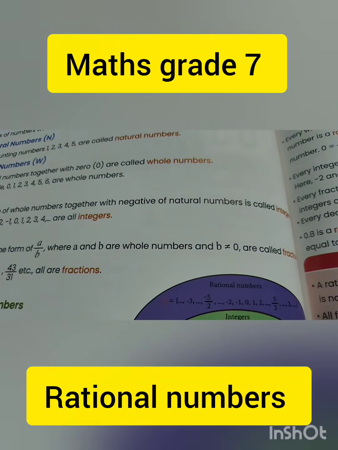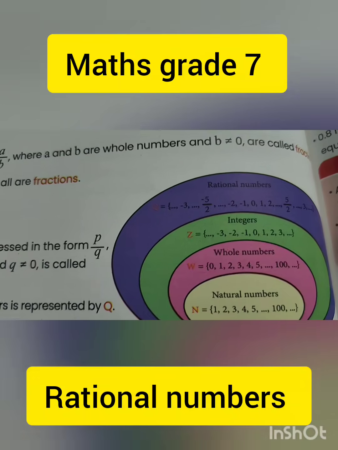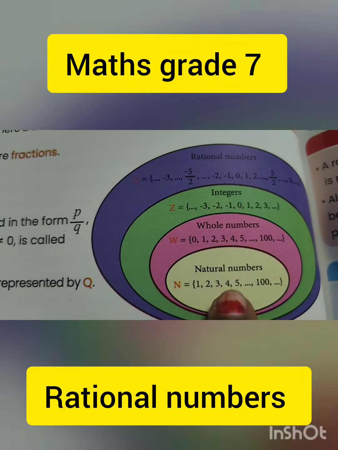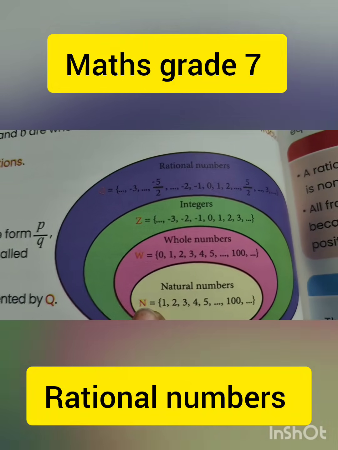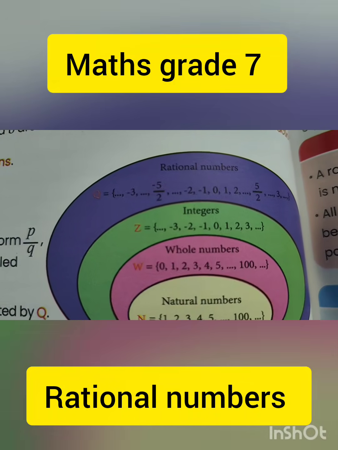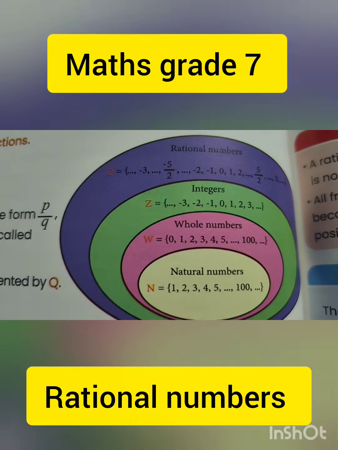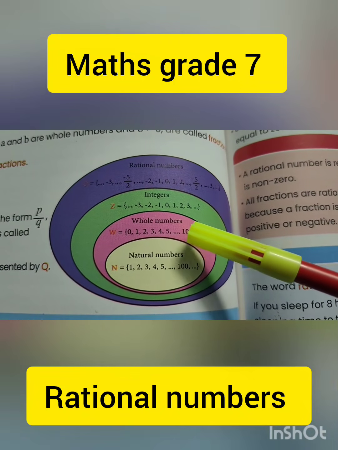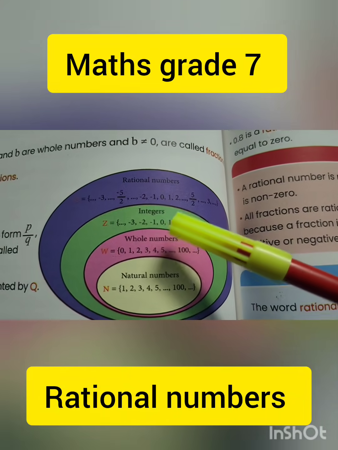So let's see what are rational numbers. You can look into this Venn diagram. All the counting numbers from 1 to infinity are categorized as natural numbers and they are represented by the letter N. And when 0 is added with those counting numbers, it becomes a whole number and it is represented by W. And then the negative numbers, 0 and the natural numbers together are termed as integers.